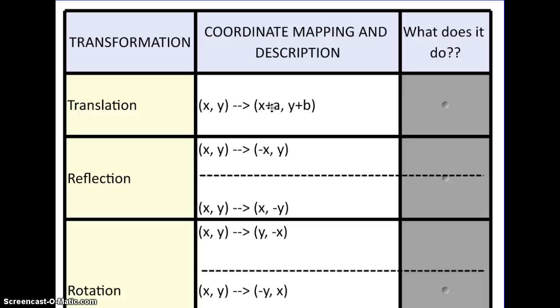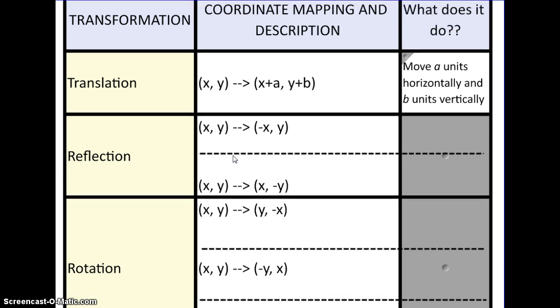So adding a positive number moves to the right, adding a negative number moves to the left. Now adding a number to my y value either moves it up or down. Positive up, negative down. Okay? So we move it a units horizontally and b units vertically. With a reflection, there are 2 different types of reflections.